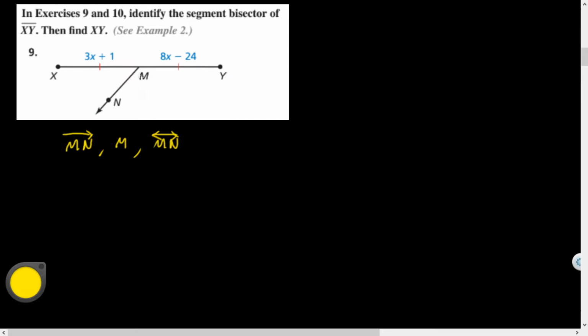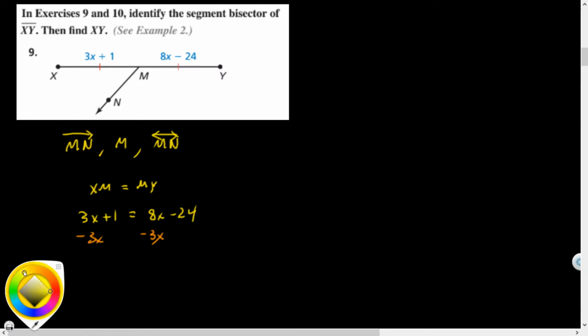But I'm going to use the fact that since M is the midpoint, XM is going to equal MY, and since those two things are equal by definition of midpoint, I can now substitute: 3x plus 1 is equal to 8x minus 24. Let's solve using some algebra. Bring the little guy over to the big guy. Subtract 3x from both sides. I'll get 1 is equal to 5x minus 24, and now it's just some algebra here.